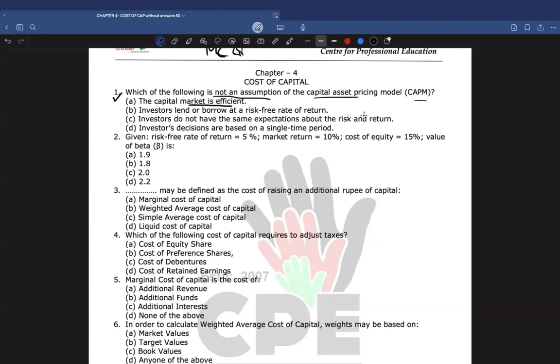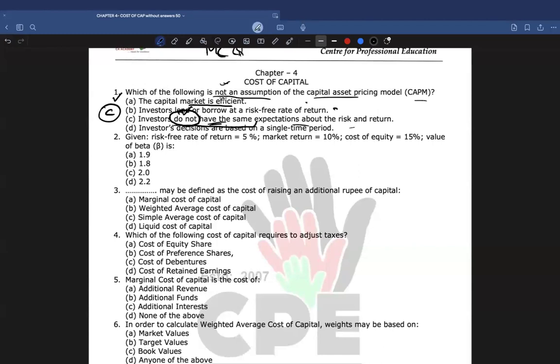Investors lend or borrow at a risk-free rate of return. So again, this is one of the assumptions of CAPM. Not an assumption అన్నాడు. సో ఫస్ట్ కాదు, సెకండ్ కాదు. ఇన్వెస్టర్స్ do not have the same expectations about risk and return. In fact, CAPM model says investors have the same expectations. ఇక్కడ do not కాదు, have the same expectations. This is not an assumption. So answer will be C.